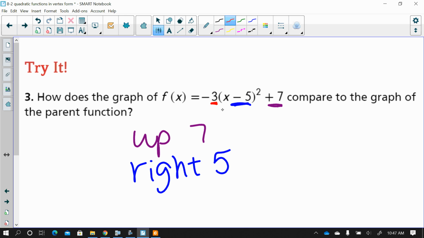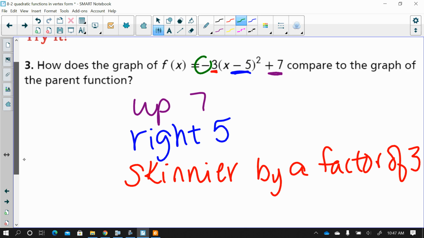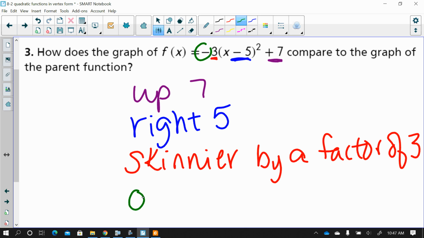What does the 3 do? Well, it's skinnier by a factor of 3. And we can't ignore that negative. We have a negative too. So the negative opens down. It flips it upside down. And those are the transformations here.